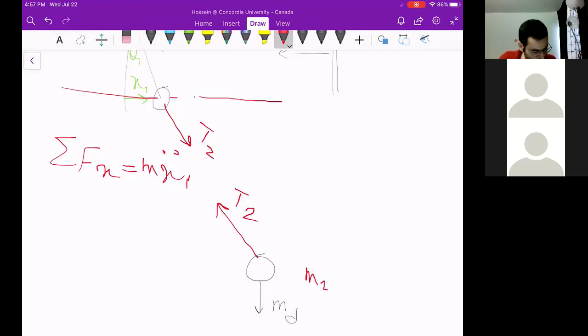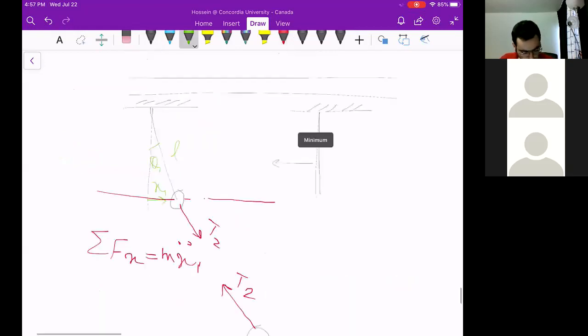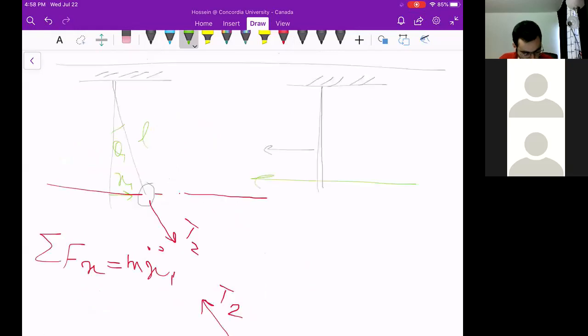I can say the summation of forces applied to the mass 2 is m x double dot 2 in the x direction, just a linear motion for the x. Very simple. There is no y motion, just x motion, right?